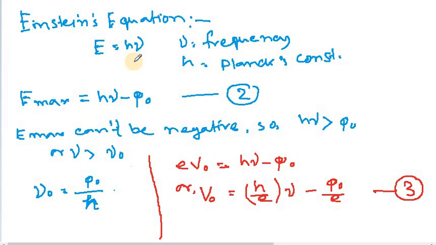Now I am going to discuss the Einstein equation. What is the energy of a single photon? For a photon with frequency nu, we all know that the energy is E equal to h nu, where h is the Planck constant and nu is the frequency of the incident photon. So if the photon frequency is higher, the energy will be high.